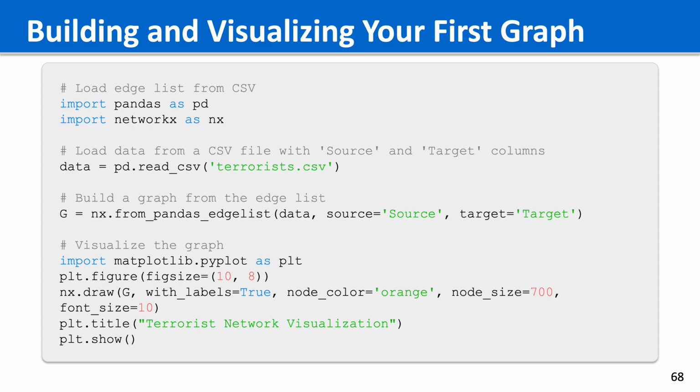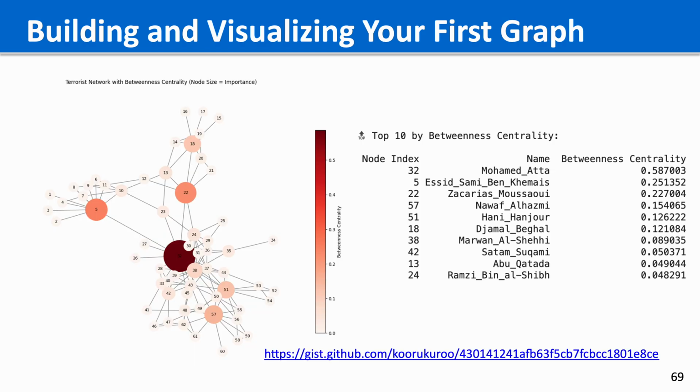Keep these questions in mind as we keep exploring. Here we see the top 10 individuals sorted by betweenness centrality, a metric that tells us how often a node lies on the shortest path between others. In other words, who controls the flow of information. Mohammed Data Index 32 leads with a striking score of 0.587, indicating he was the network's primary bridge, the person through whom most coordination likely passed.